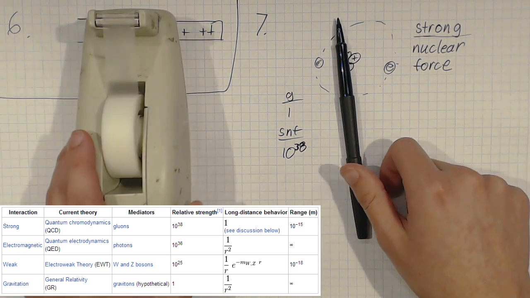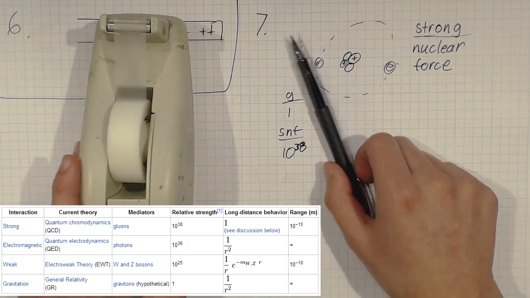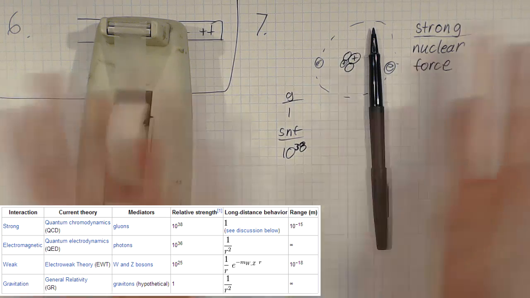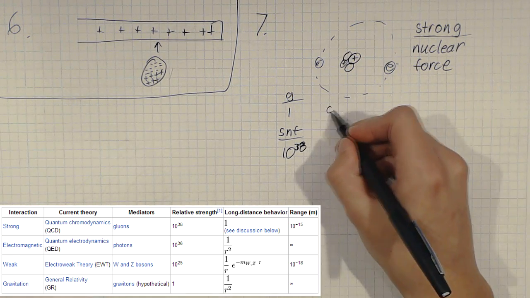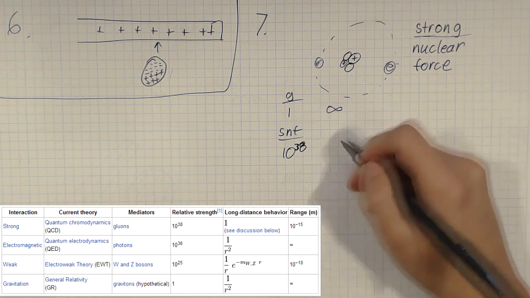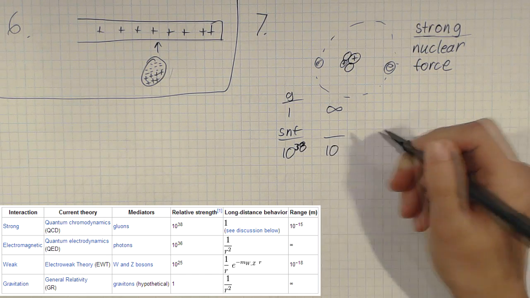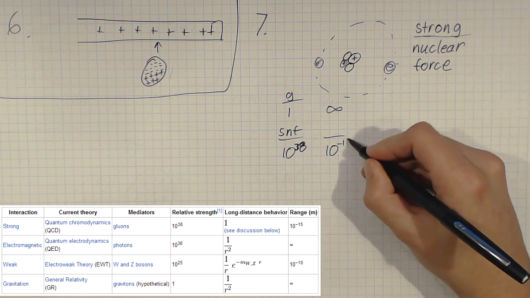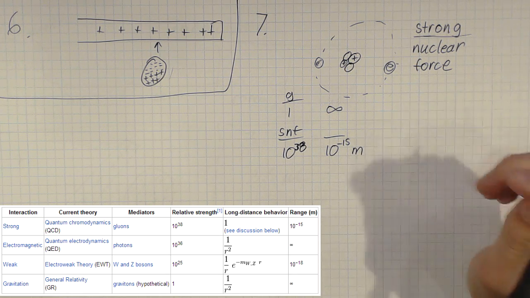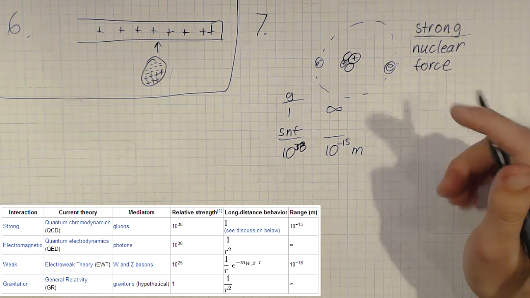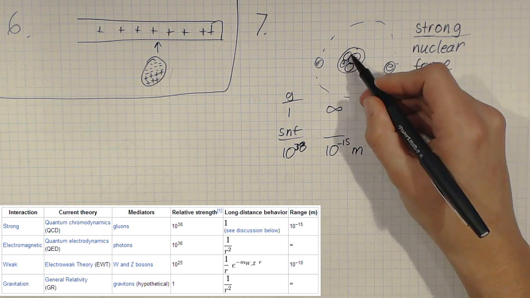This pen and this tape roll are attracted to each other by gravity. But because of friction and because of the air between them, they're not going to move towards each other, but they are attracted by gravity. So gravity has an infinite range, whereas the strong nuclear force has an actual range of 10 to the minus 15th meters, which is very, very small. So it's really only going to act within the nucleus of an atom, and it's what holds protons and neutrons together.